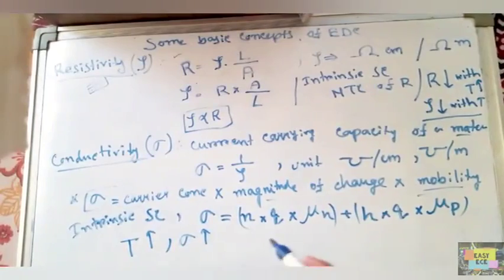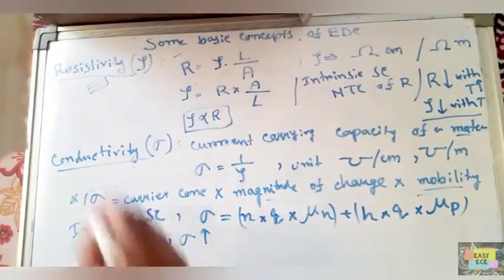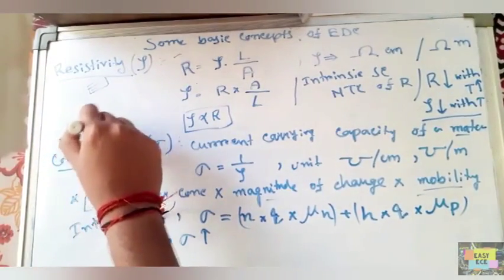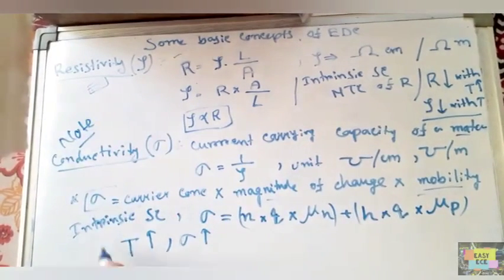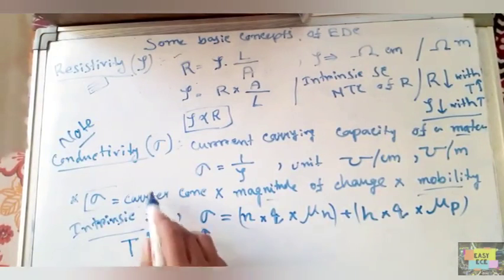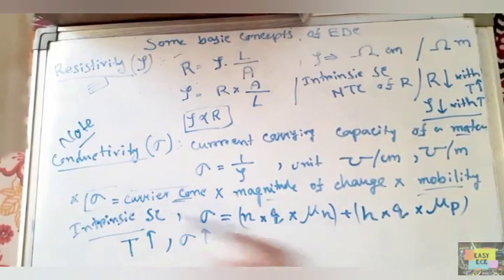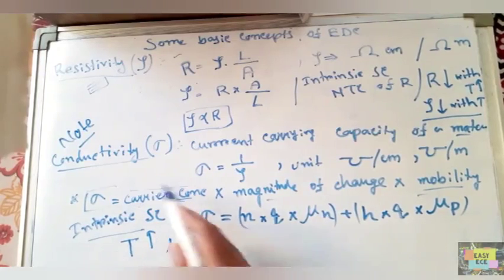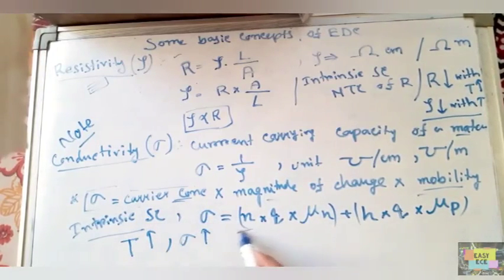Here is another point, you can write some note: in an intrinsic semiconductor, conductivity mainly depends on carrier concentration, only this part, because in an intrinsic semiconductor it depends only on carrier concentration, that is, how many electrons or how many holes are present.